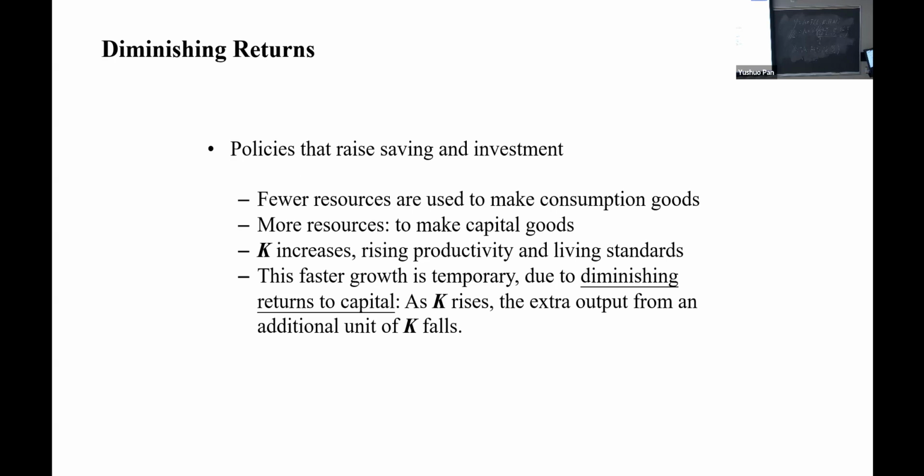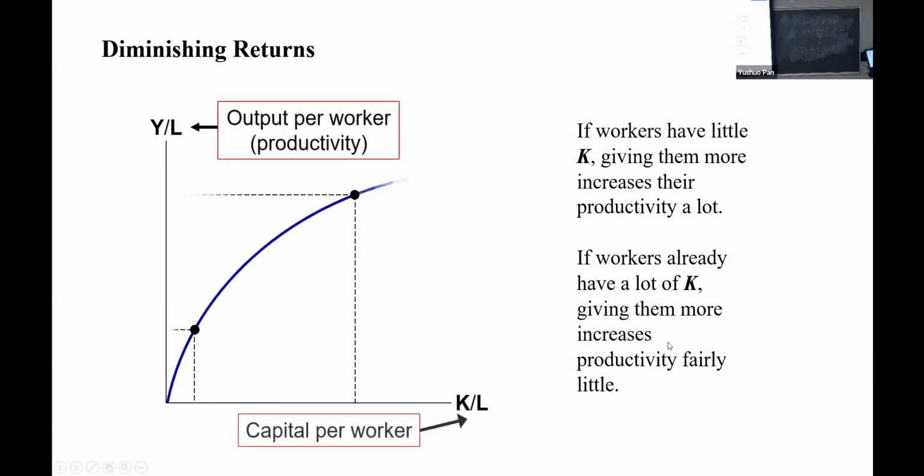This faster growth is temporary due to diminishing returns to capital. As K rises, the extra output from an additional unit of K falls. What's the definition for this sentence? Let's see one picture here. If workers have little K, giving them more increases their productivity a lot. You can see the productivity curve is a concave curve, not a straight line.